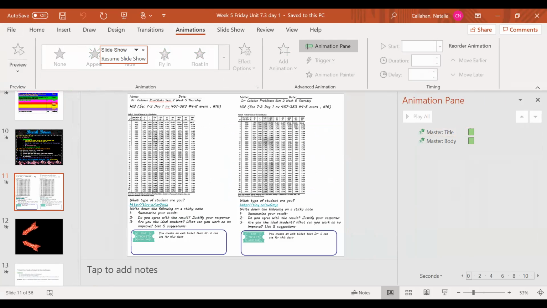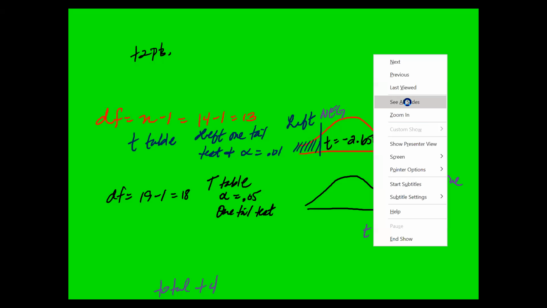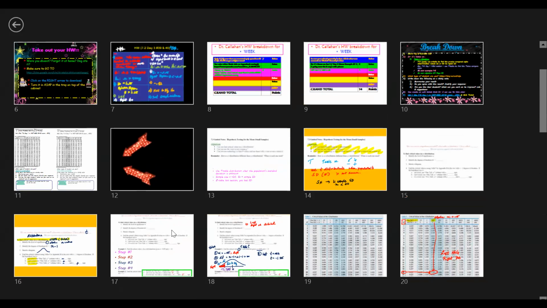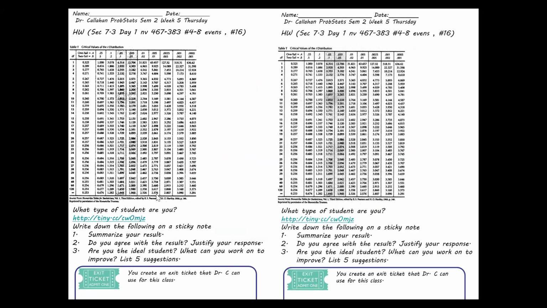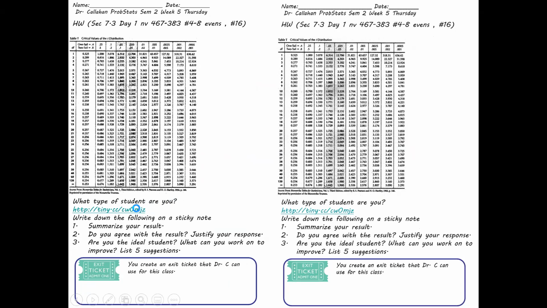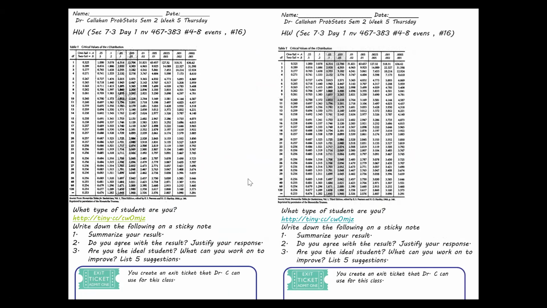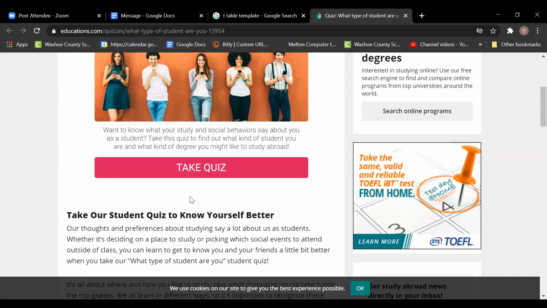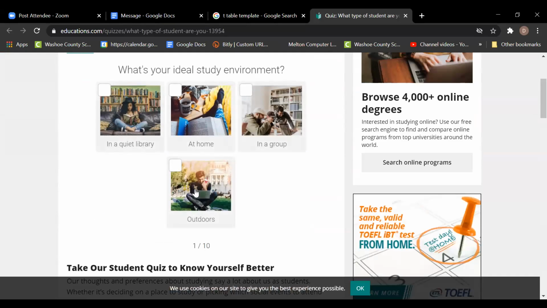All right, you guys, with that said, let's go on to the next part of today's stuff. Take a look over here. I'm going to go ahead and have you guys take a quick little quiz. Just go ahead and go on to this link. It says, what type of student are you? You're going to take this quiz on here, and it's going to take you to this page. And when you're done with it, go ahead and write down the responses for me.